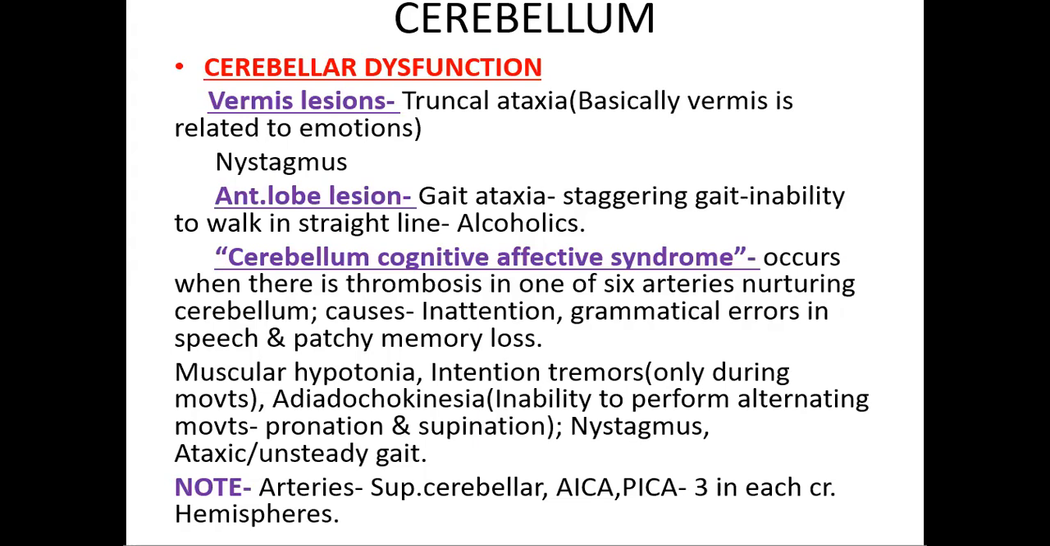When the syndrome is there, the person will not have attention to details. Then a lot of grammatical errors are there in the speech. When he's talking, there are too many grammatical errors, and there is patchy memory loss. Sometimes he's able to recollect something, and sometimes he's not able to recollect past events. We call it patchy memory loss. So these are the things we have in cerebellar dysfunction.